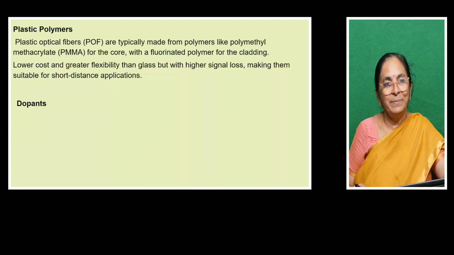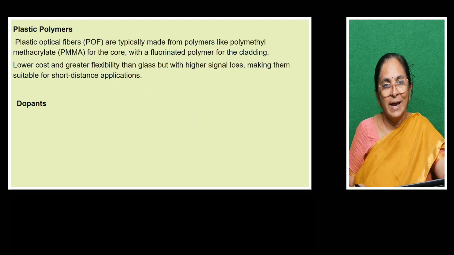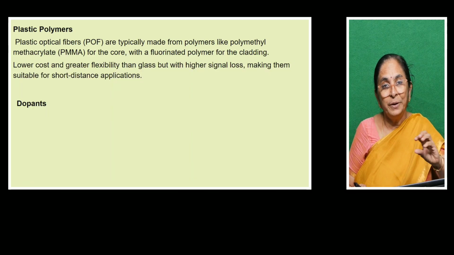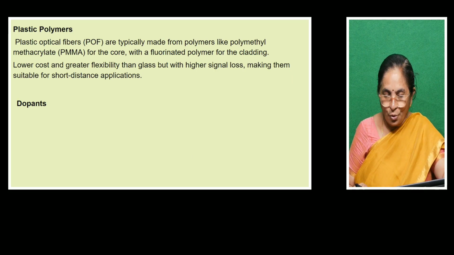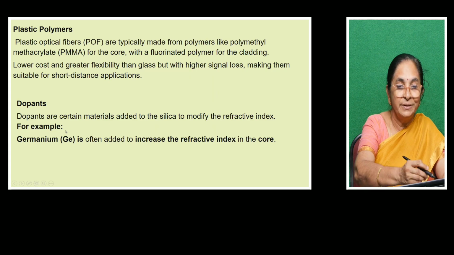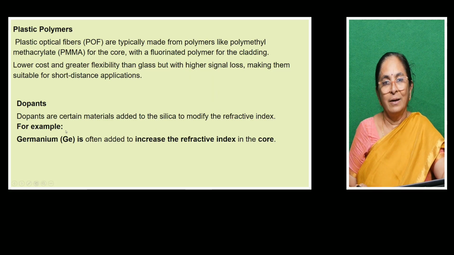Now dopants, I already mentioned. Dopants are the impurity atoms which are added in certain quantities to the silica glass, because both core and cladding are made out of silica, but the impurity atoms quantity decides the refractive index, and it decides which can be used for core and cladding. So here mainly the dopants, suppose for the core we need a higher refractive index. So if you want to increase the refractive index, you have to add the impurity atom germanium to the silica glass.